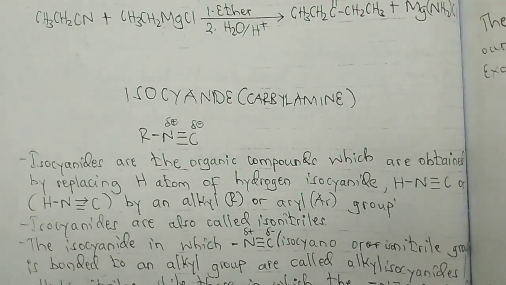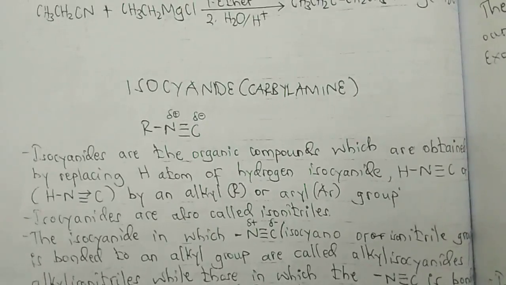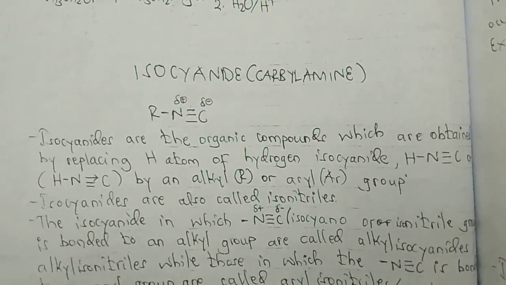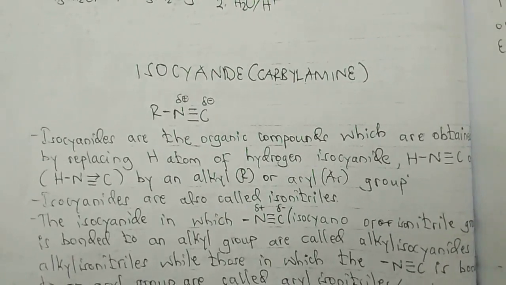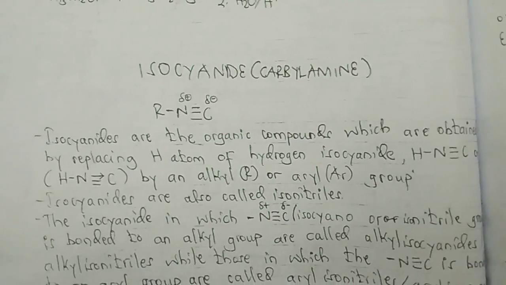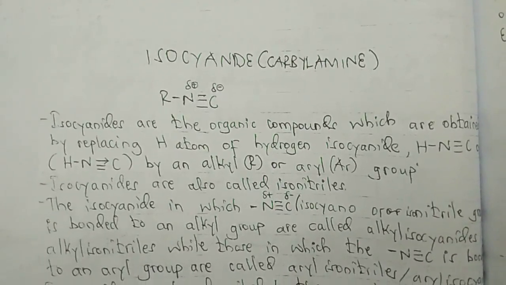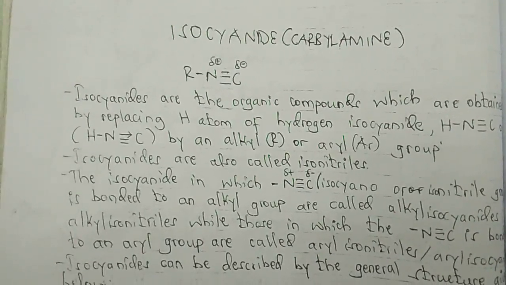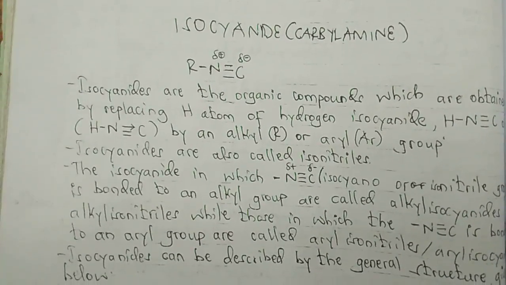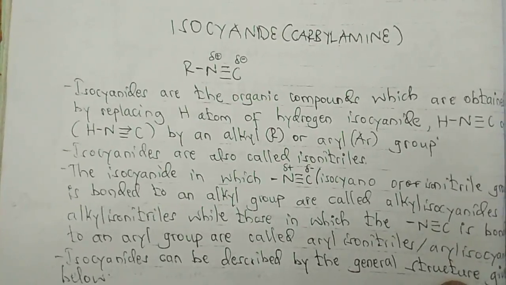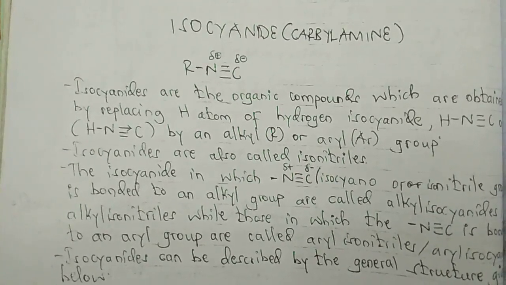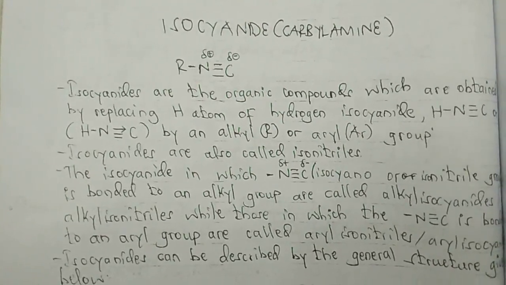carbamylamine. So isocyanide are organic compounds which are obtained by replacement of hydrogen atom of hydrogen isocyanide by an alkyl group. Isocyanide are also called isonitrides. The isocyanide in which nitrogen imekuwa bonded to carbon. Isocyano or isonitride group is bonded to alkyl group are called alkyl isocyanide.